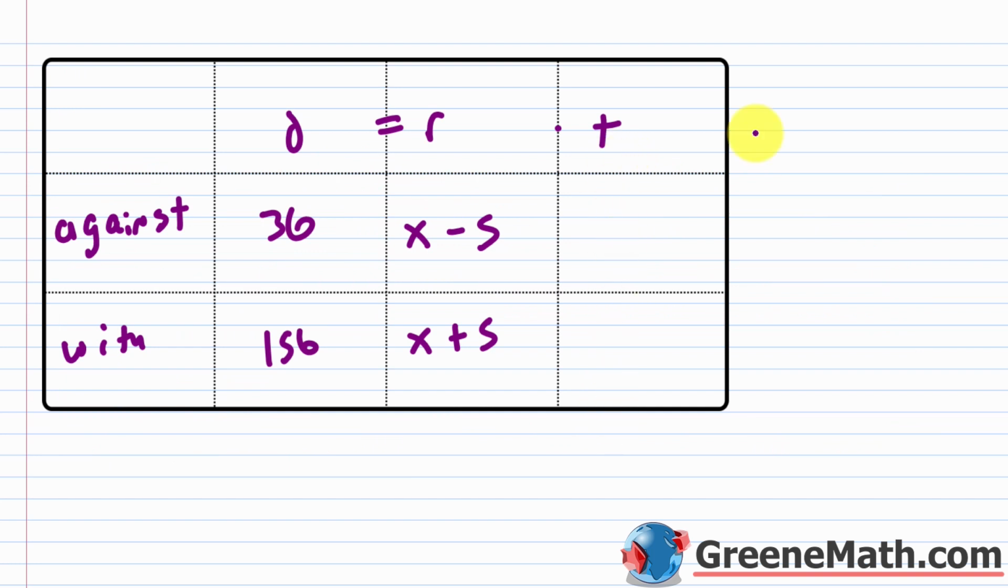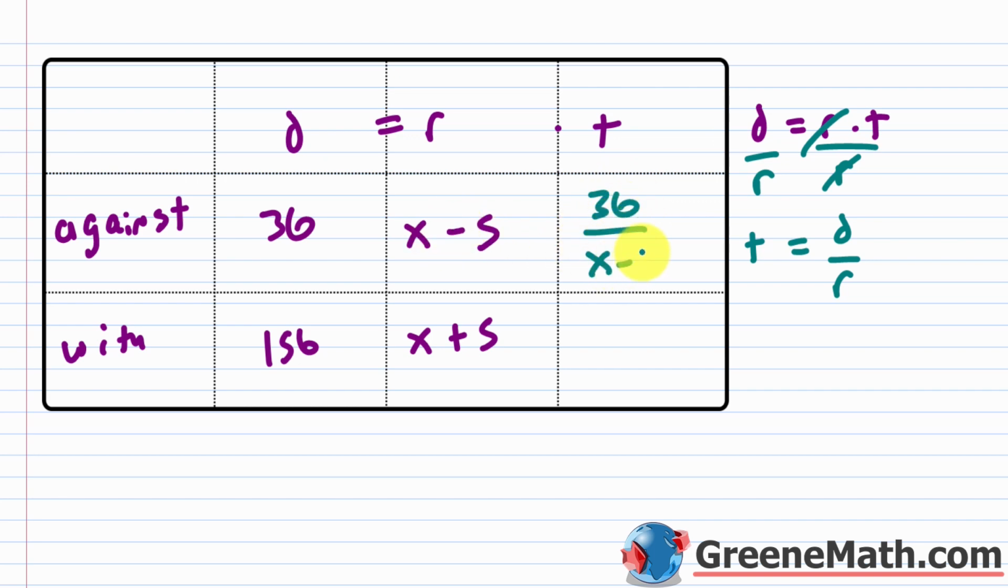What we have to do is take our distance formula, distance equals rate times time, and solve it for time. So basically, I would divide both sides of the equation by r. This would cancel. I'm going to flip this around and say time is equal to distance divided by rate. So using this, this time here is the distance, which is 36, divided by the rate, which is x minus 5. I'm going to do the same thing here. So the time is the distance, which is 156, divided by the rate, which is x plus 5. Okay, so not too bad.